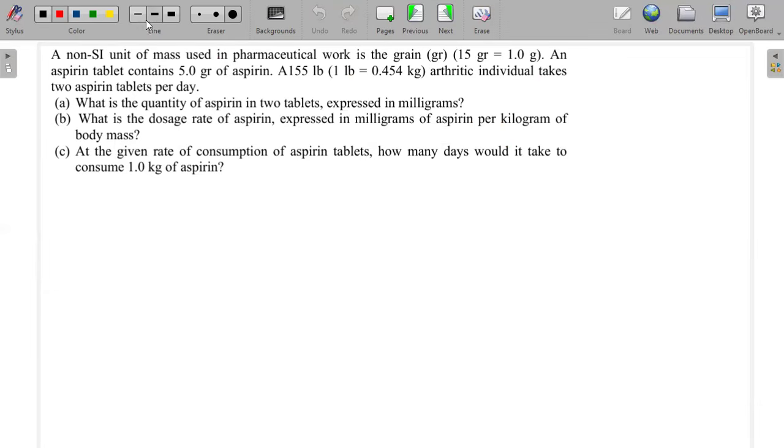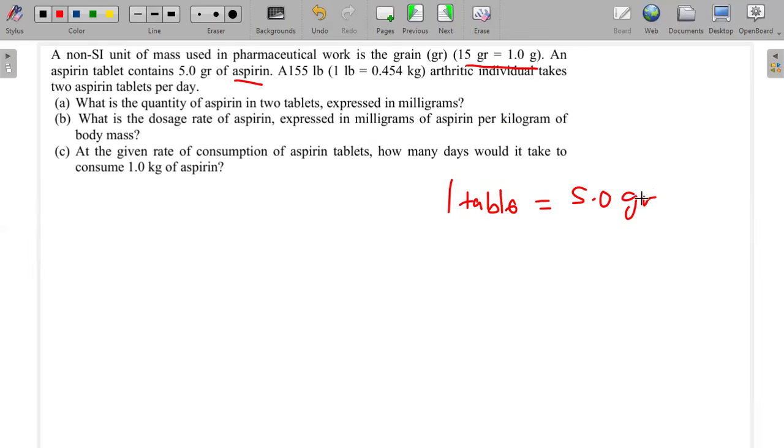So the question says, a non-SI unit of mass used in pharmaceutical work is the grain, gr. And they've given us the conversion factor here. They're saying 15 grain is equivalent to 1.0 grams. An aspirin tablet contains 5.0 grains of aspirin. So meaning one tablet has how many grains?